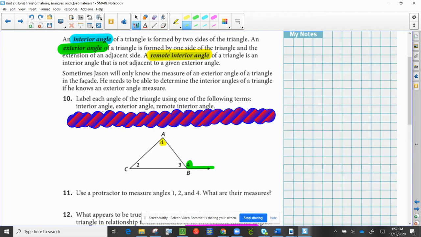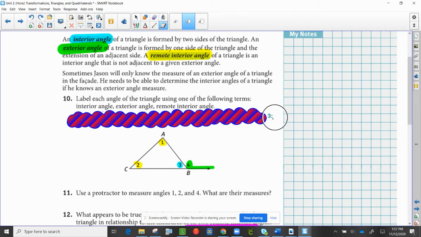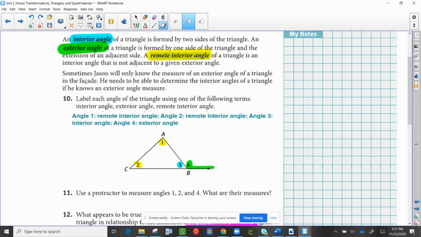That would mean angle 1 and angle 2 are remote interior angles, and angle 3 then is an interior angle. Technically 1, 2, and 3 are all interior angles, but since 1 and 2 do not connect to that exterior angle, we would call those remote interior angles. This is just from your book, but it's the exact same thing I just said. So those are your types of angles.